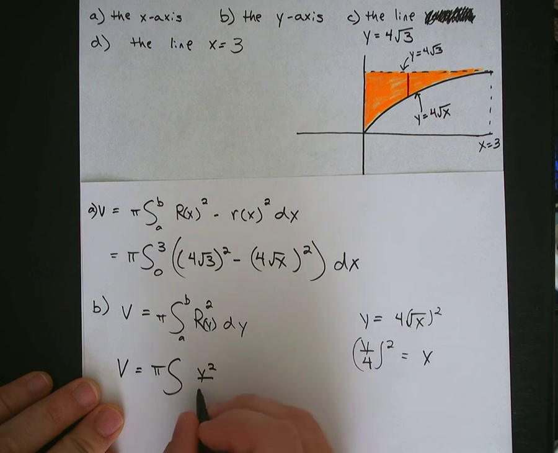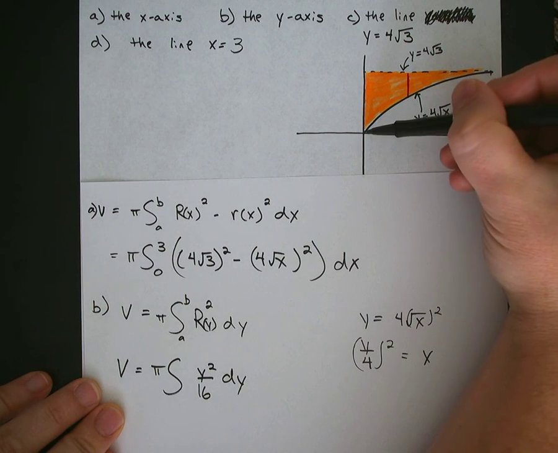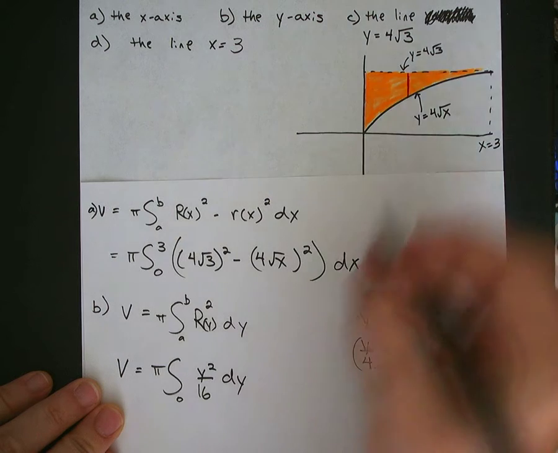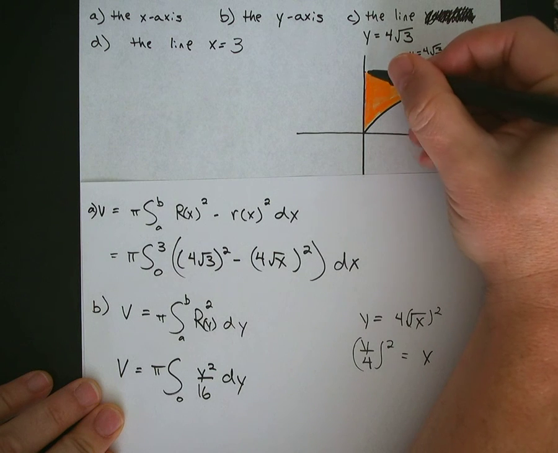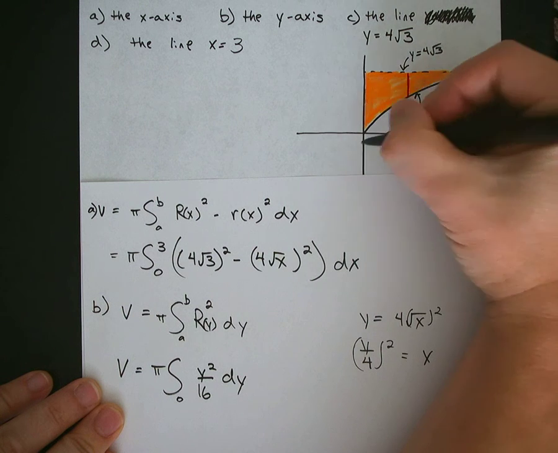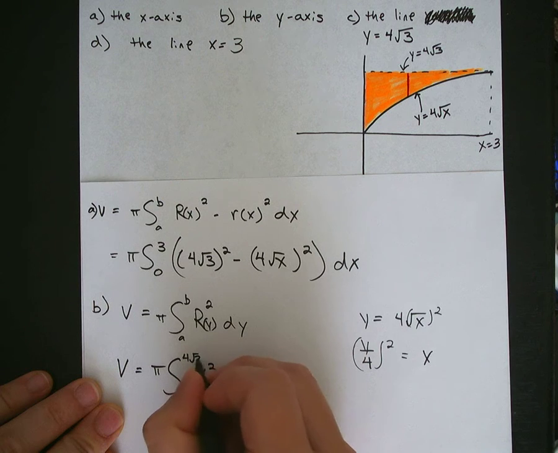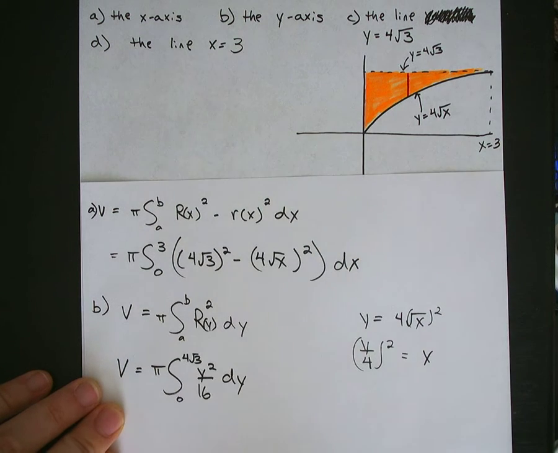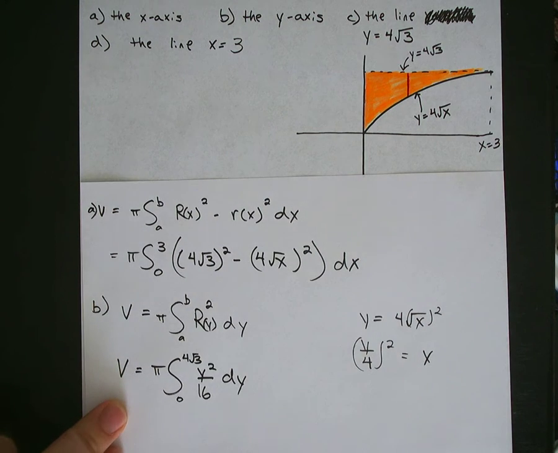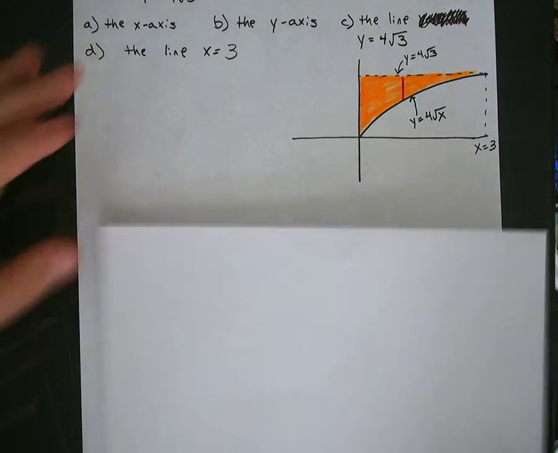Our limits will have to be y limits, so from here, which is 0, to our upper limit of the region here, which is that number right there, 4 square roots of 3, because we're now rotating around the y-axis, we need y limits. So 4 square roots of 3. And that will be our setup for rotating around the y-axis. Okay, now let's do part C.